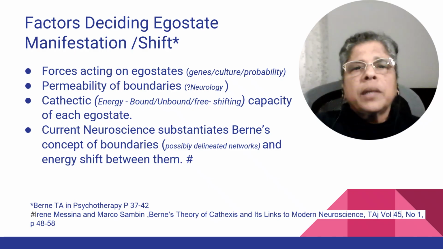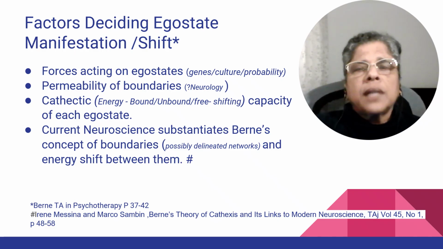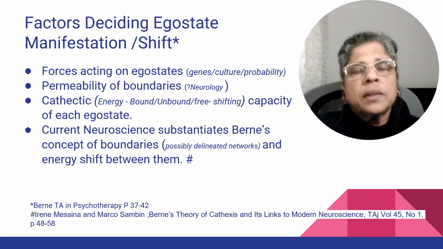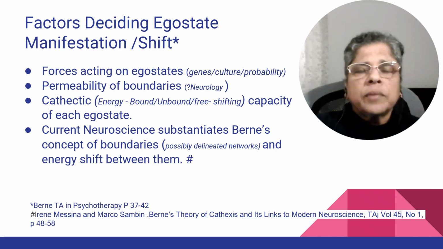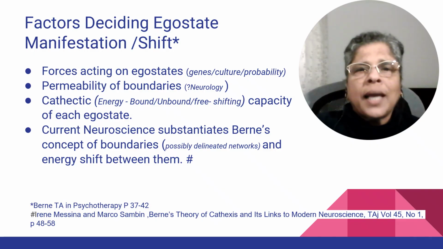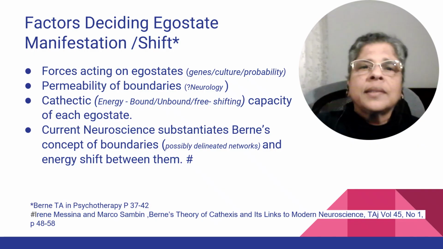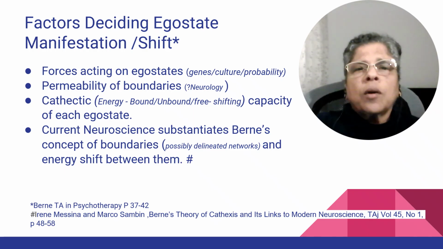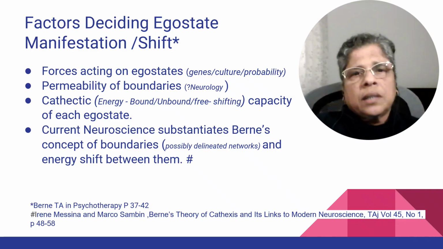So this also has been to a certain extent substantiated by current neurology, as per the reference that you can see here, where different parts of the brain, in the sense different network groups and regions of the brain, show additional blood flow, additional activity, in multiple states of the personality. And some of the descriptions corroborate with Berne's description. May not be 100%, but to a certain extent, these observations substantiate Berne's proposition.